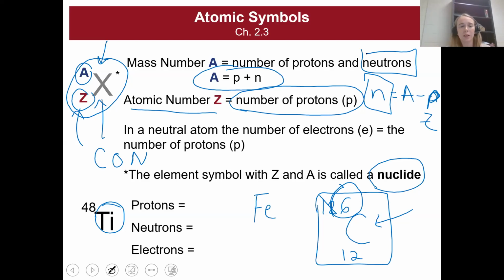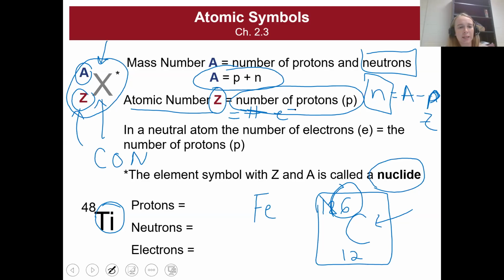And then finally, in a neutral atom, the number of electrons equals the number of protons. However many positives we have, the same number of negatives balance it out to a neutral charge, okay? So the atomic number Z is going to tell you not just the number of protons, but also the number of electrons in a neutral atom. Note that I denoted that it's a neutral atom. We will talk about ions in the future, but for now we're just talking about neutral atoms.